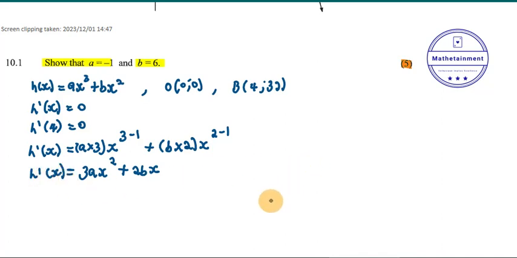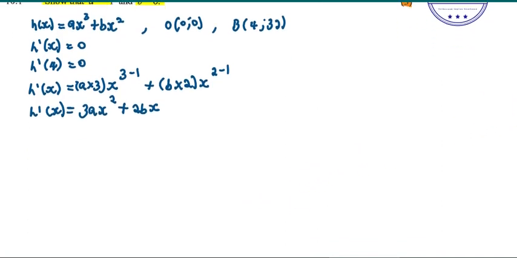And I know the value of x at the turning point, and that value of x is 4. Meaning I have 3a times x squared, I replace x with 4 squared, plus 2b multiplied by 4.